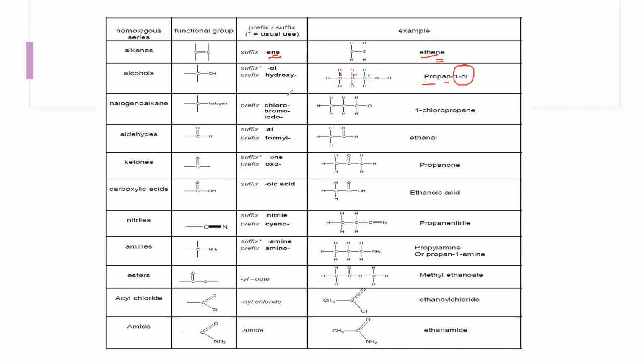What about halogenoalkanes? It can be chlorine, bromine, or iodine. If chlorine is there, we'll use the prefix chloro. If bromine is there, we'll use bromo. And if iodine is there, we'll use iodo.